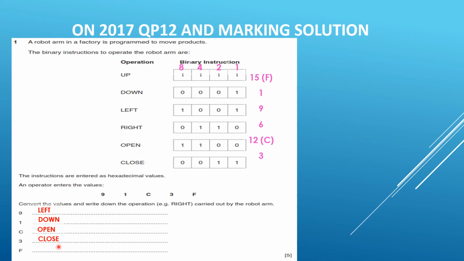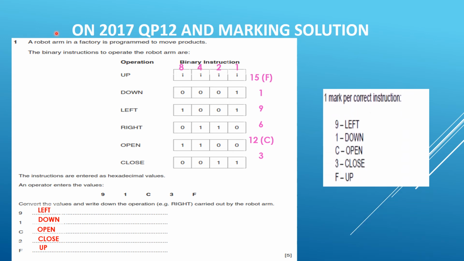And the last one is F. This is the first one which is performing the operation up. So you will be writing up here. This is a 5 marks question, and you can simply get 5 marks by identifying each operation correctly. So now you can see this is the marking key. So this is how you can solve this question in a very simple way.